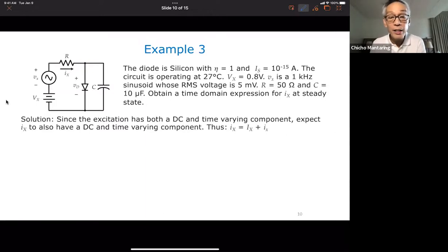And the solution to this: since my excitation has both a DC and a time varying component, I expect my response, this is what I'm trying to compute for, small i capital X, will also have a DC and a time varying component. So offhand I can already write, my small i capital X will be capital I capital X plus small i small x. So my response will have a DC and a time varying component.